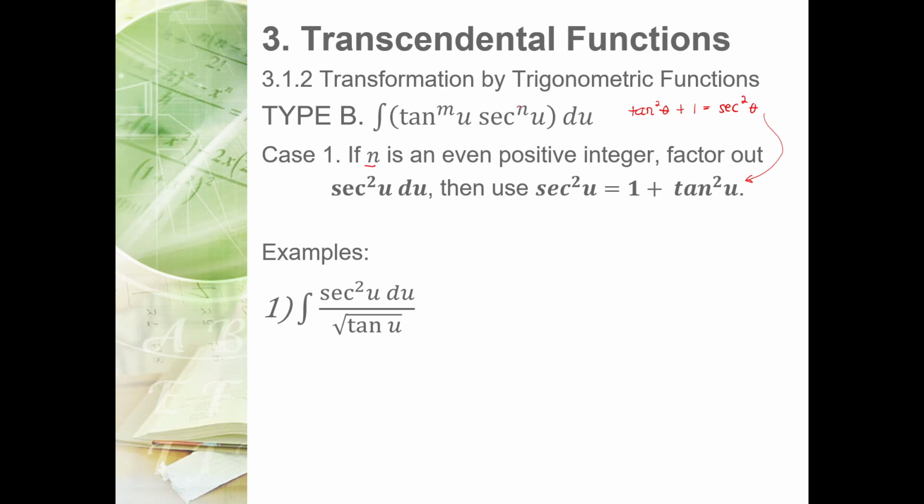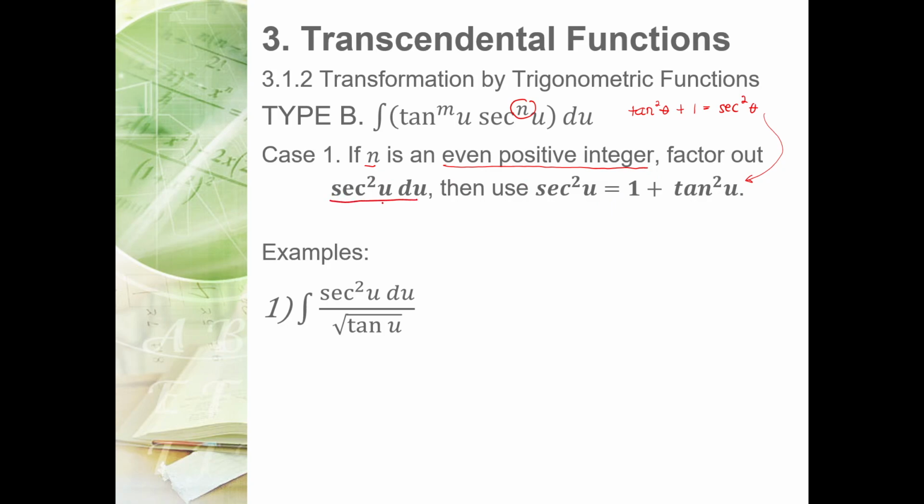If n, the exponent of your secant function, is an even and positive integer. It should be an integer, because if we are dealing with a fraction, that will refer to radicals already, which are the square roots. That's why we're only referring to integers, because integers are whole numbers: 1, 2, 3, 4, 5, 6, 7, 8, negative 1, negative 2, negative 3, and so on. Okay? So factor out secant u du.